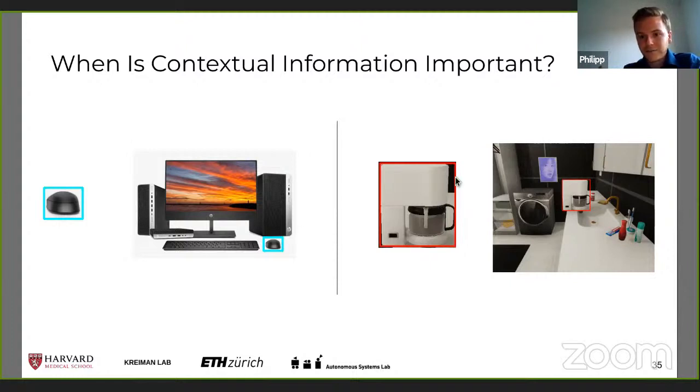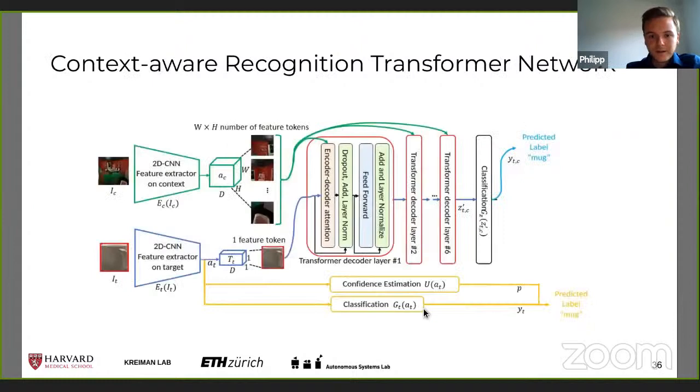On the other hand, if the target features tell you a lot already, and you're quite sure immediately what the object is, then context is much less important in that case. And it can even mislead you, which has been shown as well in neuroscience studies. So we try to take that intuition and put it into the architecture as well.